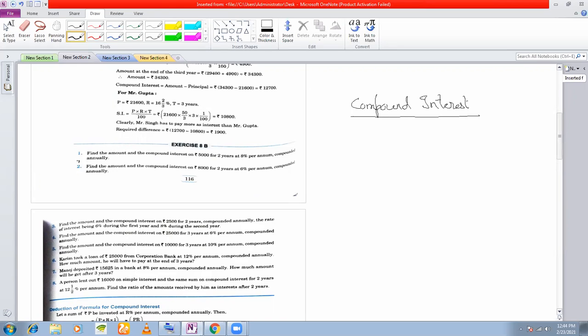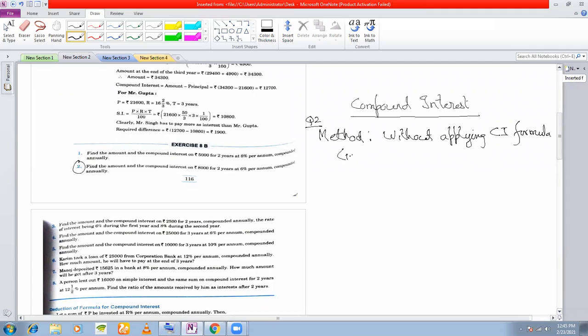So let us see number 2 here. The question is method 1. This is question number 2, method 1: without applying the compound interest (CI) formula, that is, applying only the SI formula.